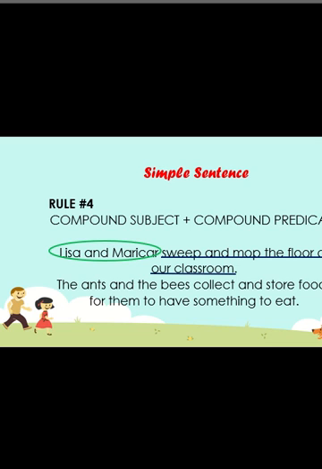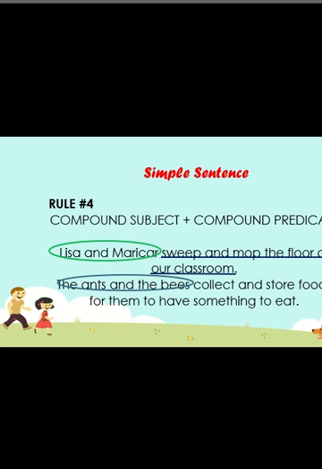Okay, who can identify who is the compound subject in the sentence? Compound subject. Okay, Erica. O, Jenard daw. Si Jenard na lang. Next kita, Erica. Si Jenard. Ants and the bees. Okay, how many are they? How many subjects do we have? Okay, very good. We have two subjects in the sentence.